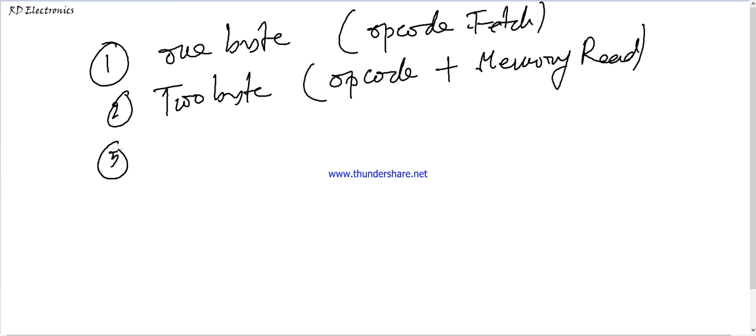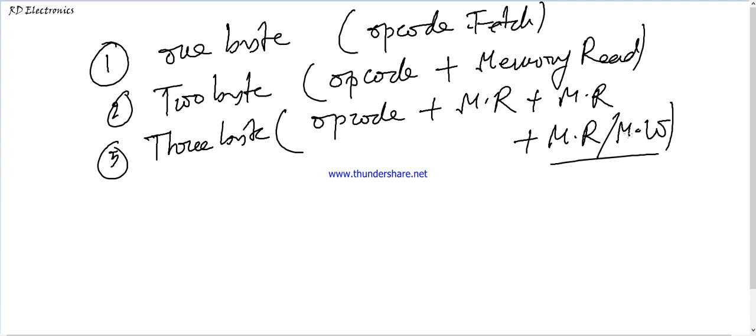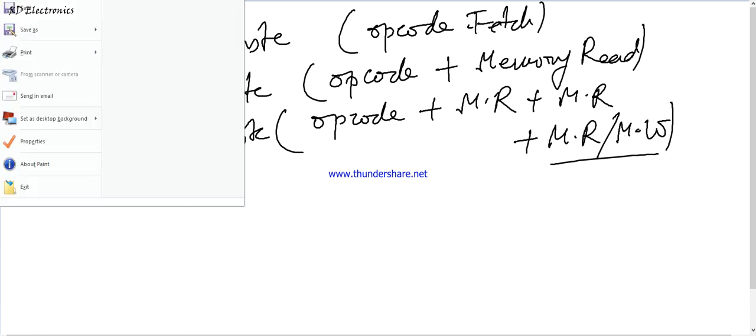And number three is the 3 byte instruction, where the operation is opcode phase plus memory read, and some instructions require an extra machine cycle, which is known as a memory read or memory write operation. Okay, so now we discuss the different types of instructions and their machine cycles.